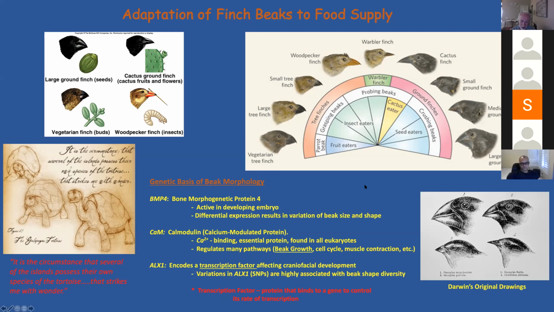So this is all about beaks. Darwin studied many things, but one of the most important in terms of his thinking about evolution had to do with the beaks of finches in the Galapagos.